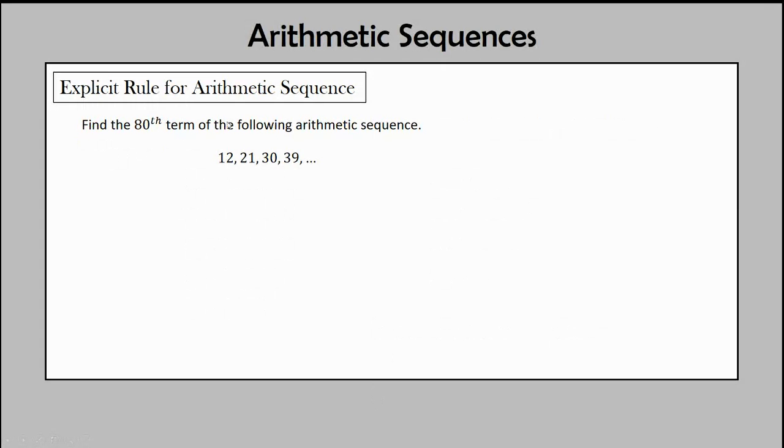Okay, find the 80th term of this sequence. All right, so now they're not telling us the first term and the common difference, but we can find it by looking at it, and then we've got to write a rule, and then we've got to apply the rule. So again, here's our formula. Always start with that. Now, first term of the sequence, 12. Common difference, it looks like we're adding 9. Plug those in. Okay, distribute our 9 through, combine our like terms. So our simplified explicit rule is a sub n equals 9n plus 3.